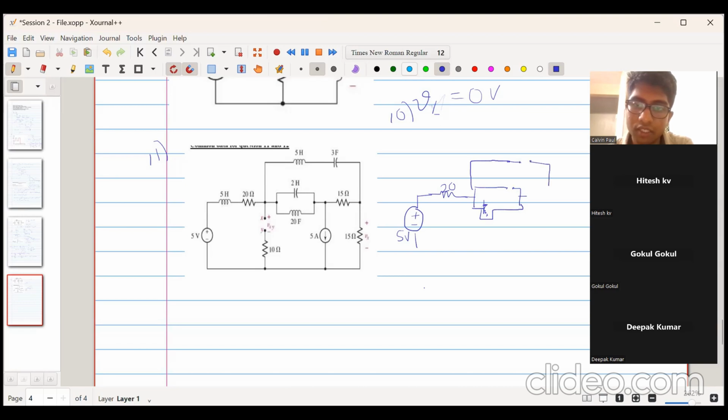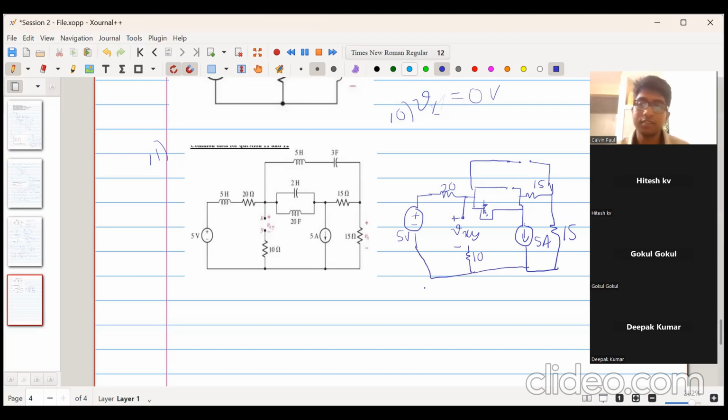Then we have this 15 ohm resistor. This 5 ampere current source. Another 15 ohm resistor here. And we have this plus minus Vxy. 10 ohm resistor here, and this is the circuit.